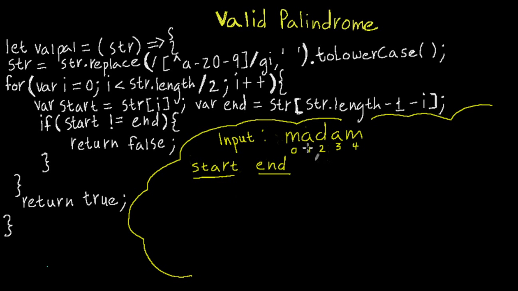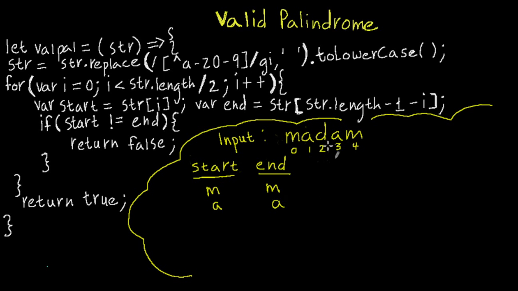So start, right, when i equals 0 initially, start is str of i. We get the letter M. And then end, which is str of 4, we also get the letter M. Both are equal. Good, continue. Now at str of 1, we get the letter A for start, and at str of 3, we get the letter A also.